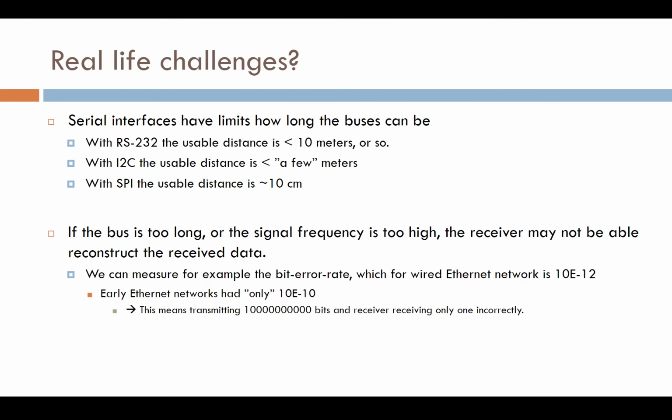Okay, let's go a little bit deeper on the wires and talk about transmission lines. Real life challenges: what we have already seen is that with RS-232, usable distance is 50 meters or 10 meters or so. I2C usable distance is a few meters. Well, how long can you get HDMI cables from the shop? 3 meters, I think 5 meters max, maybe 10 meters. SPI, that's 10 centimeters. It's fast communication with a high bit rate.